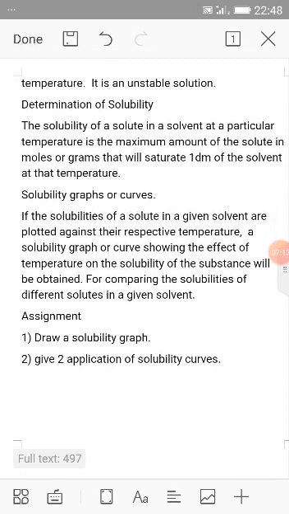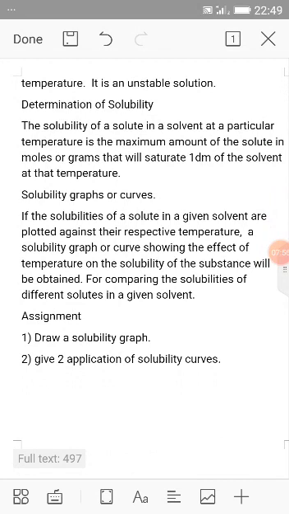Now we have the solubility graph. If the solubilities of a solute in a given solvent are plotted against their respective temperatures, a solubility graph or curve showing the effect of temperature on the solubility of the substance will be obtained, for comparing the solubility of different solutes in a given solvent. A graph should have appeared here, but I am unable to draw the graph online, so that's why I gave you the assignment to draw a solubility curve or graph.